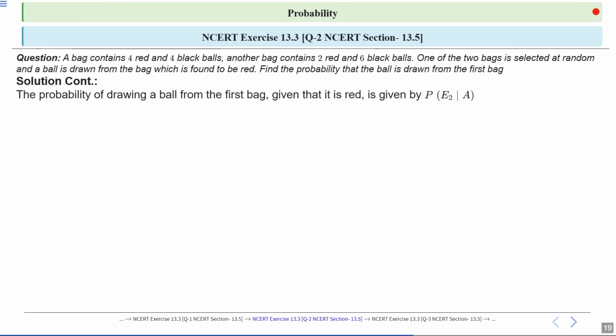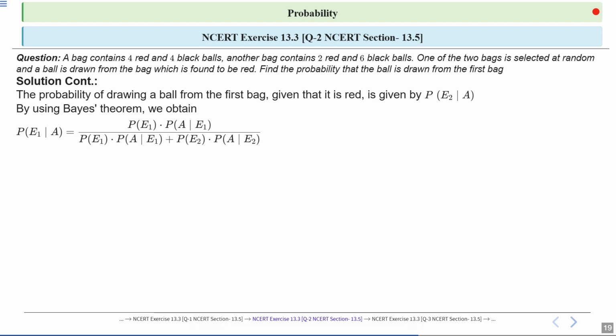Then the probability of drawing a ball from the first bag given that it is red is given by probability of E1 given A. By using Bayes theorem, we obtain probability of E1 given A equals probability of E1 times probability of A given E1, divided by probability of E1 times probability of A given E1 plus probability of E2 times probability of A given E2.